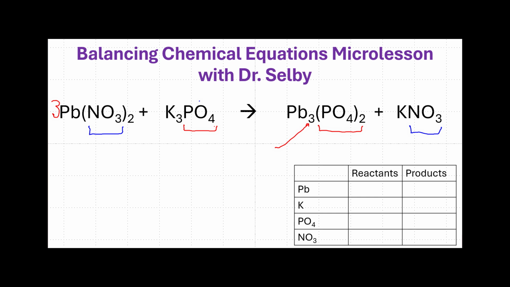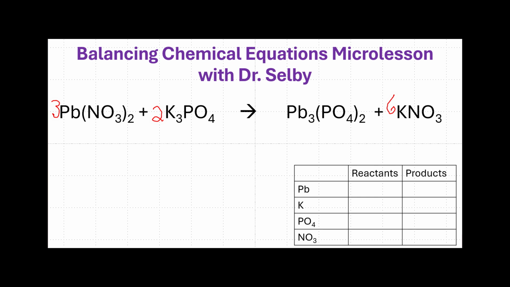Then what do I want to look at? I noticed that there's a 2 here for the phosphate group, so I'm going to try putting a 2 here. Here we have 1 phosphate group, so if I multiply 2 by that whole formula, then we would have 2 there. Let's see where we're at. This gives us 2 times 3 equals 6 potassiums in the reactants, and looking at the products, we only have 1. So I'm going to try putting a 6 here, and that should give me a balanced equation. I want to clean up some of my markings. And this is our balanced equation.